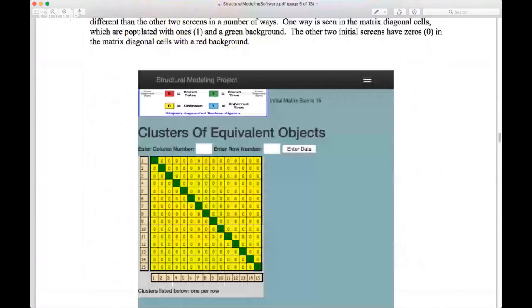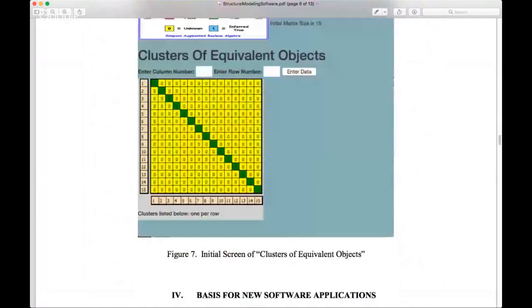And then there's the cluster of equivalent objects, which is the classical clustering that's shown in the software of structural modeling and ISM. The key difference between this matrix and the other two, of course, is that everything on the diagonal is green because things are equal to themselves. So that's a symmetric type of relationship, where the other ones were really asymmetric.